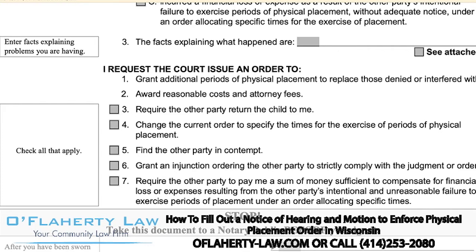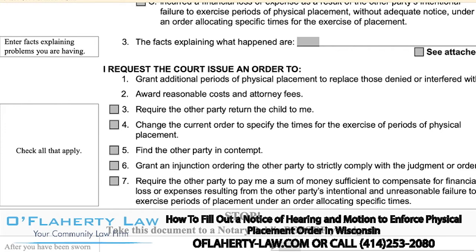require the other party to pay me a sum of money sufficient to compensate for financial loss or expenses resulting from the other party's intentional and unreasonable failure to exercise periods of placement under an order that allocates specific times. So, like the example I gave earlier, if they were supposed to pick the kids up at 6 o'clock on Sunday evening and it's the next day, 9, 10 a.m. on Monday, and you're missing work because you haven't planned to have the children with you, you have nothing in place for them, then that would be something you could ask for.